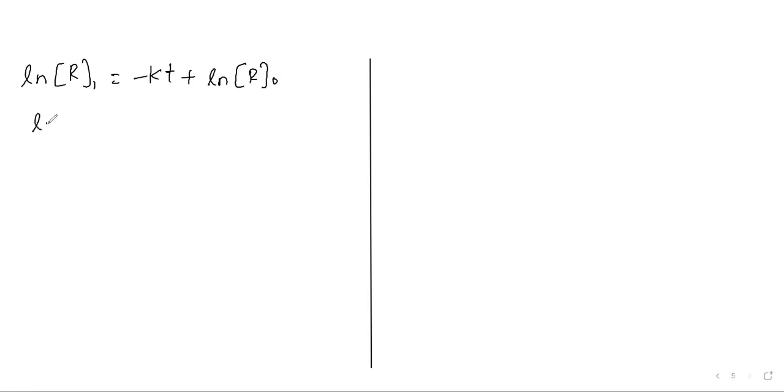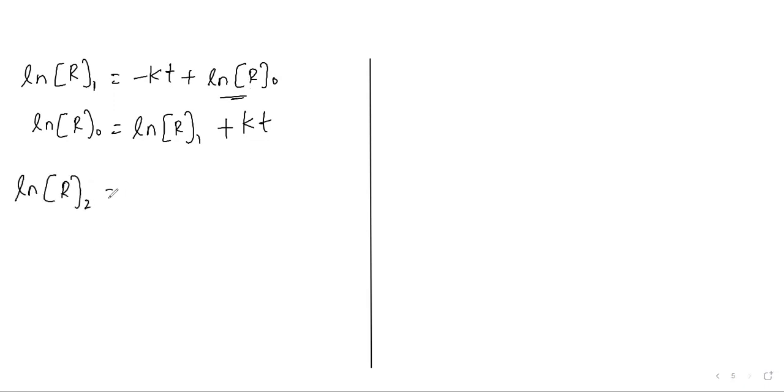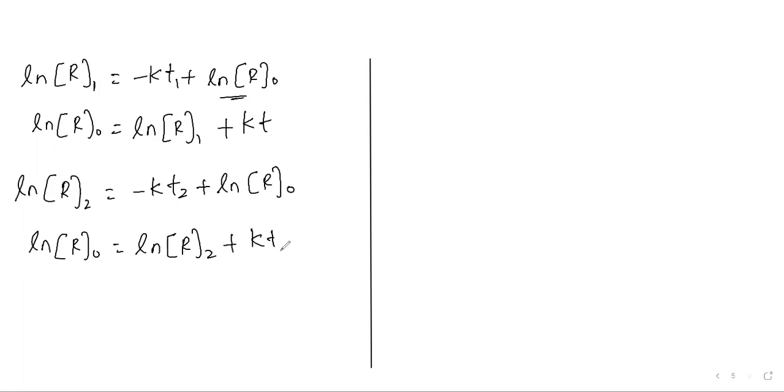From this, you find ln of R naught. Ln of R naught equals ln of R1 plus KT1. The same way for R2: ln of R2 equals minus KT2 plus ln of R naught. Here also you find ln of R naught. Ln of R naught equals ln of R2 plus KT2. So here also ln of R naught, here also ln of R naught.